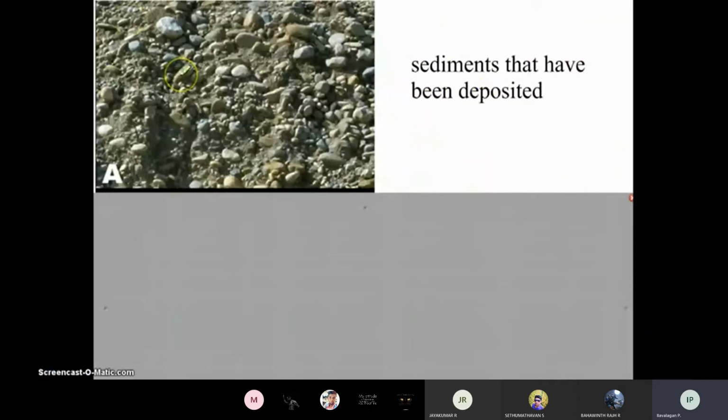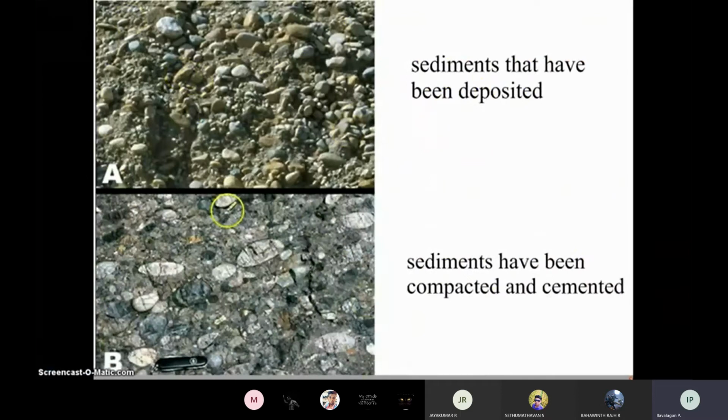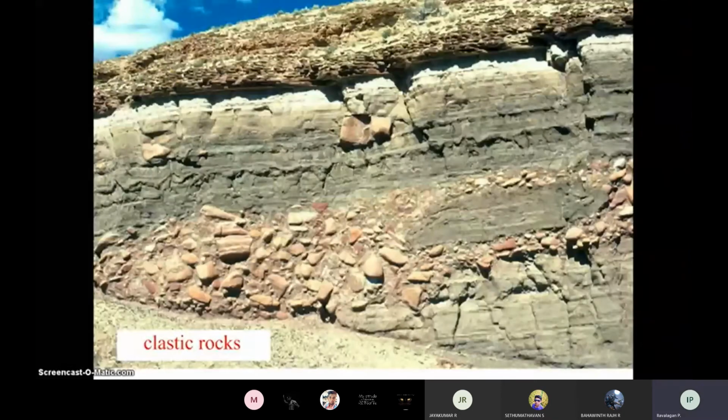So here's a picture of some sediments that have been deposited. If they were to be compacted and cemented, they would solidify and become a sedimentary rock, such as that one. The same thing with the rocks that I'm standing on in this picture. If these round stones become compacted and cemented, they would turn into a sedimentary rock. And here you can see rocks that have been compacted and cemented. You can see the large clasts, the large grains that make up that rock.